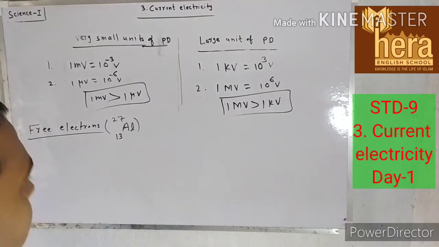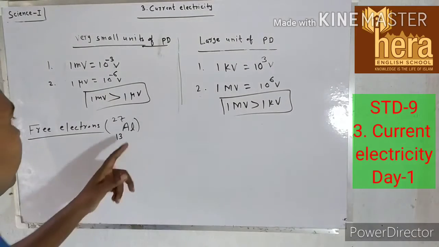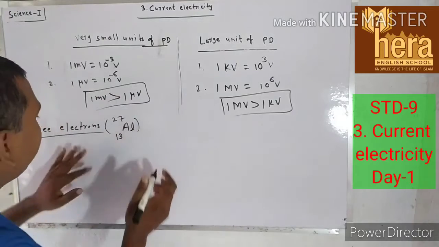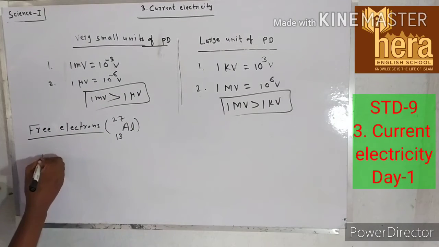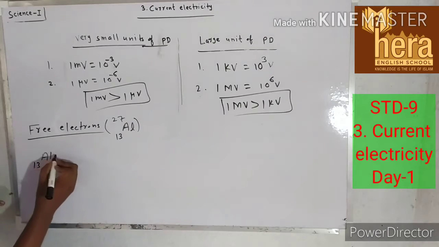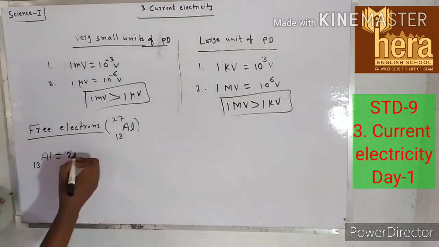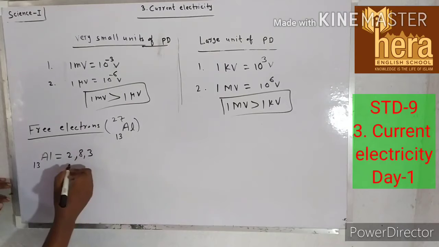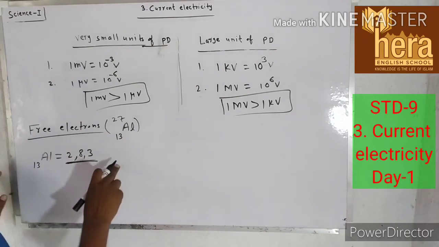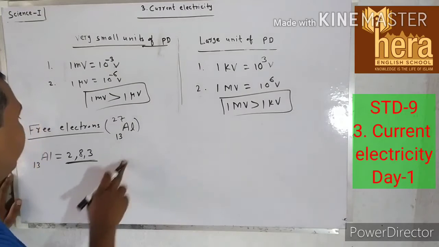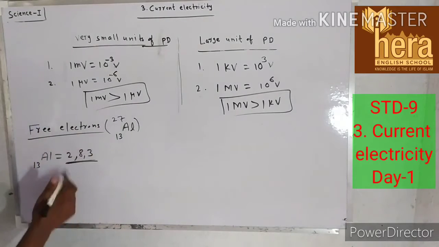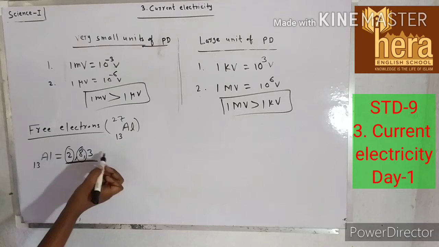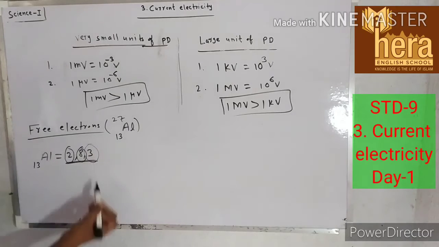So the concept of free electrons. Aluminium has atomic number 13. If you want to write the electronic configuration of aluminium, then you can write in the first orbit there are 2 electrons, in the second orbit there are 8 electrons, and in the third orbit there are 3 electrons. You will study this in standard 10 in detail. Okay. So meanwhile you remember this. In the first orbit 2 electrons, in the second orbit 8 electrons, in the third orbit 3 electrons.